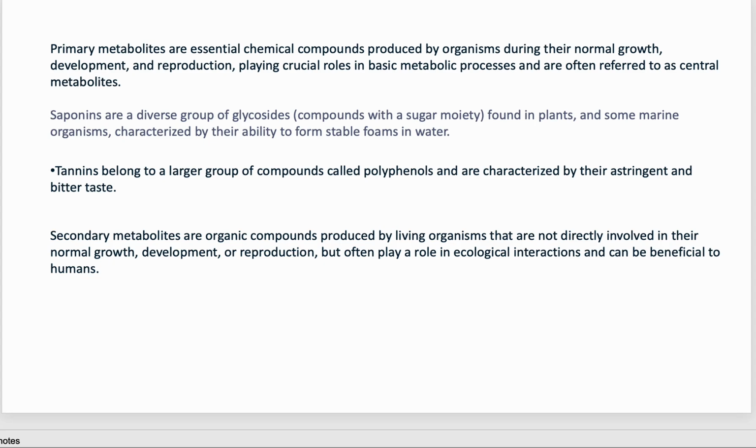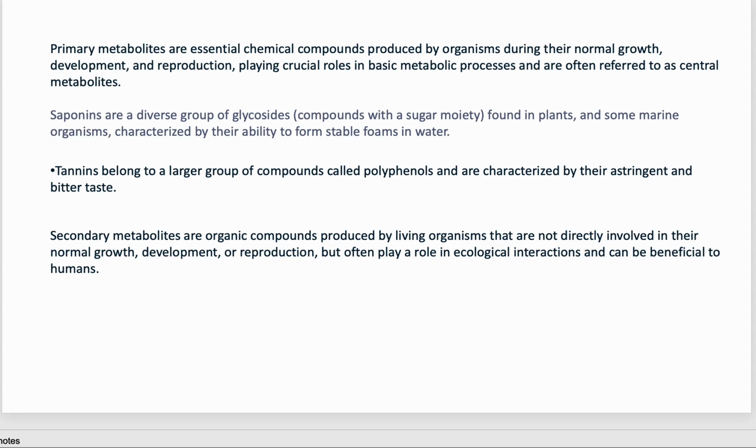Saponins are a diverse group of glycoside compounds with a sugar moiety. They are found in plants and in some marine organisms, characterized by their ability to form foam in water. So basically, they make some kind of soap. That's why they get the name saponins. Tannins belong to a larger group of compounds called polyphenols and are characterized by astringent and bitter taste.